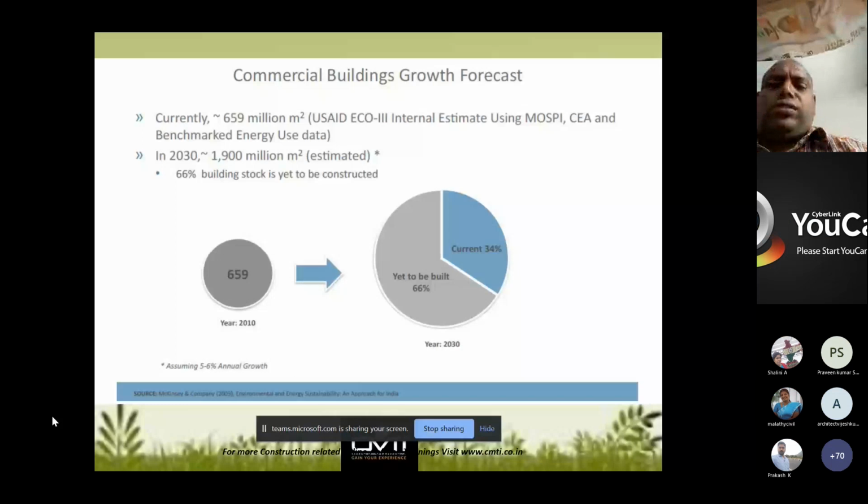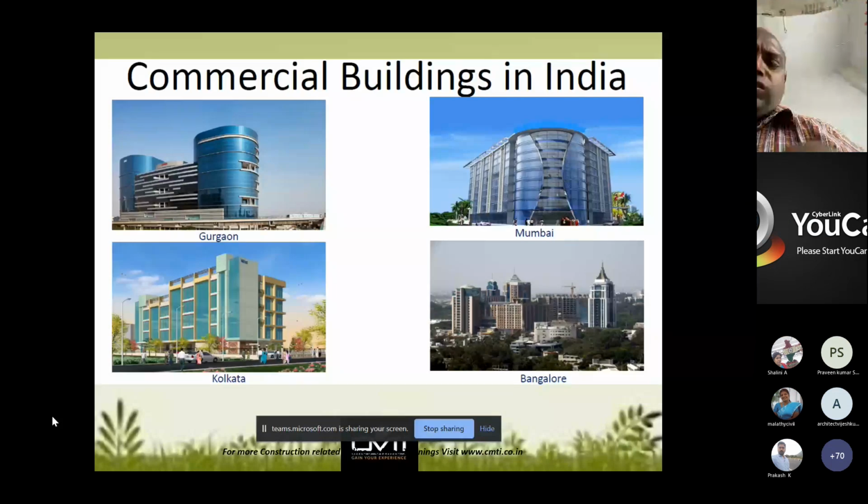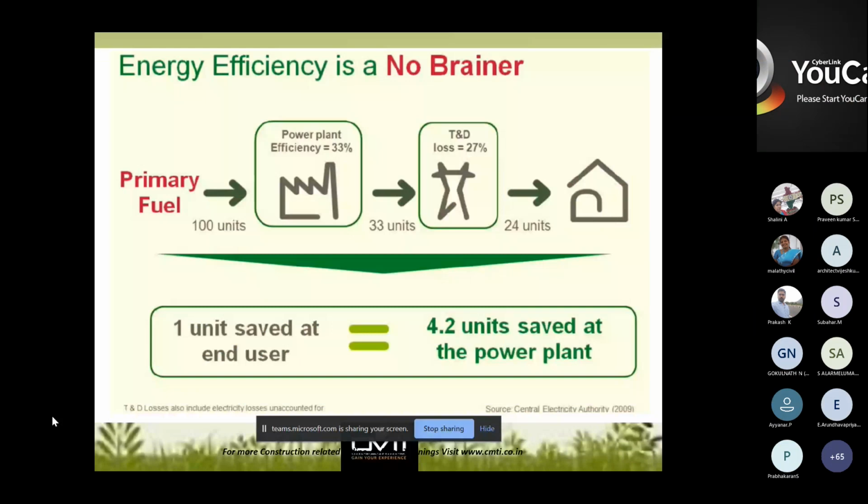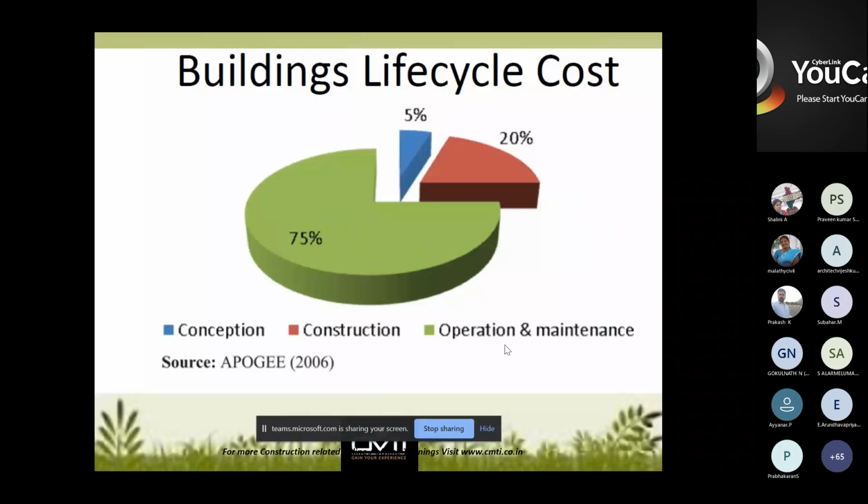See, 1 unit saved at the end user is 4.2 units saved at the power plant. This is one of the slides we have taken from one of the websites. So instead of generating more units, we can save whatever is available with us by proper measures, so that we produce less. That is the objective.